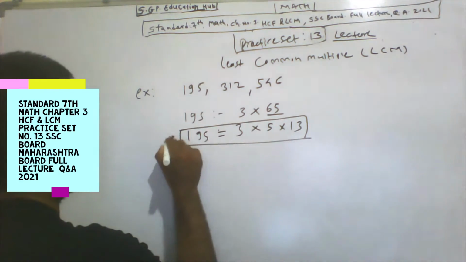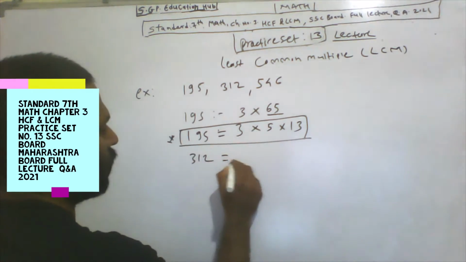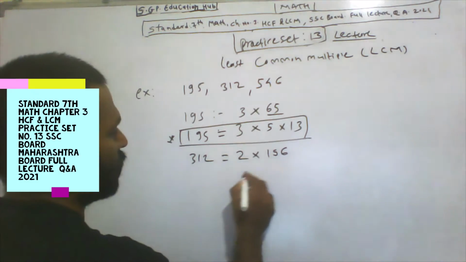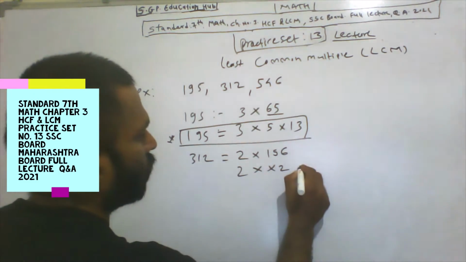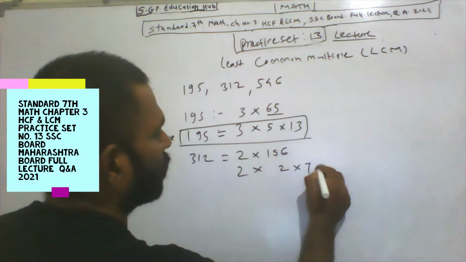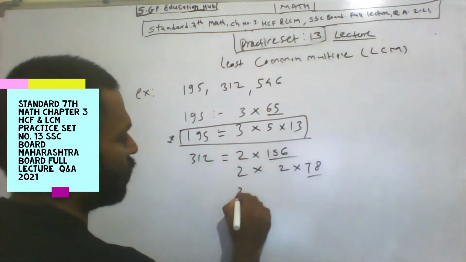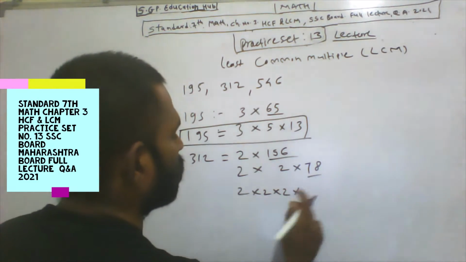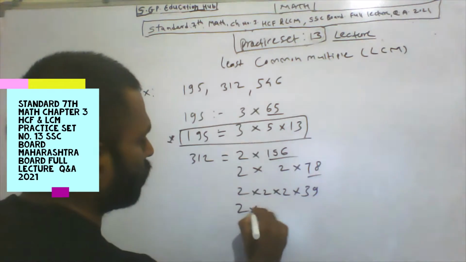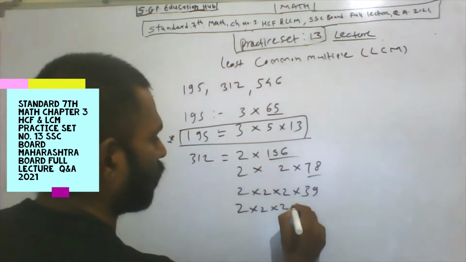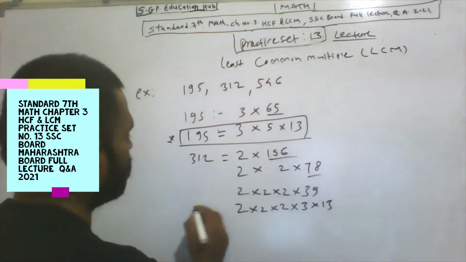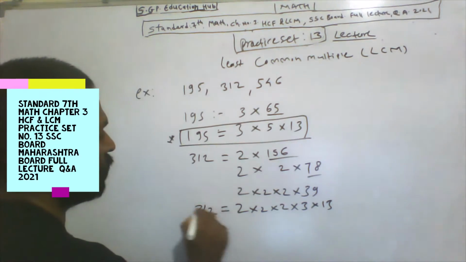Then 312 is an even number, so start from 2. 2 into 156, 156 is also even, so 2 into 78, 78 is also even, so 2 into 39. 39 is 3 into 13. So 2 into 2 into 2 into 3 into 13 are the factors of 312.